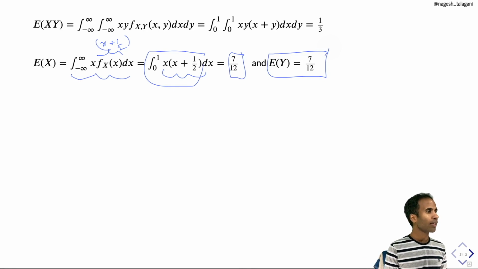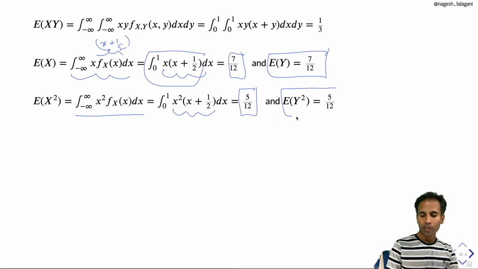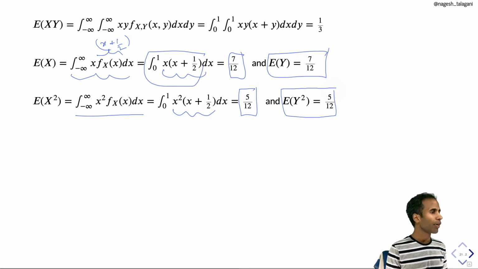Okay, now let us compute expectation of x square, which is going to be this integral. That means we have to integrate this integrand x square times x plus 1 by 2 with respect to x from 0 to 1. So you'll end up with 5 by 12. Similarly, expectation of y square also is going to be 5 by 12, because x and y have the same probability distribution, right? Fine. Now let us find out variance of x and variance of y.